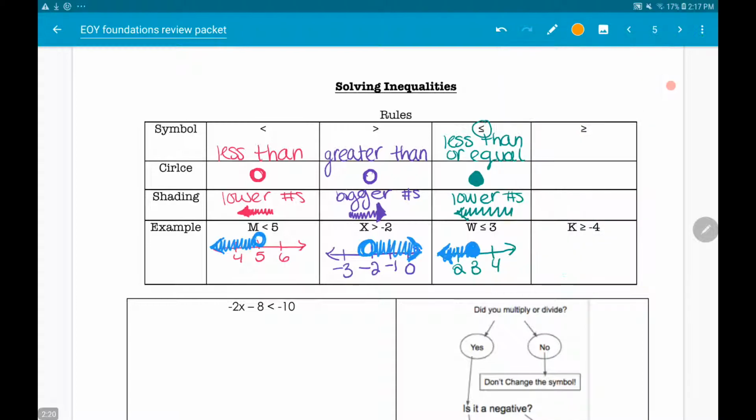Okay. Our last one also has that line underneath, so that's greater or equal. Closed circle. And we're shading bigger numbers. So this would be solid and shaded this way.